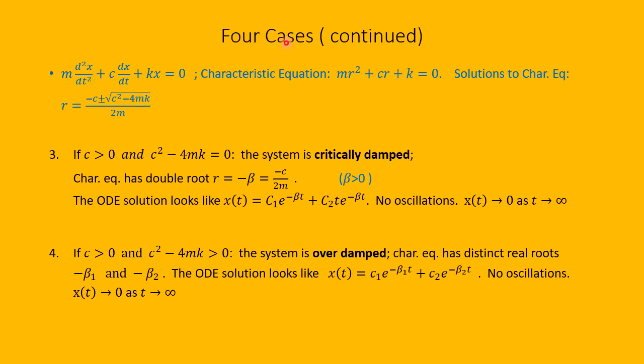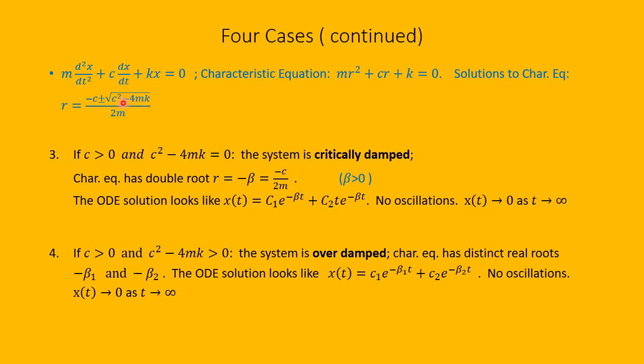Continuing to look at the 4 cases of damping, we're still looking at the same differential equation as before with the same characteristic equation, and the characteristic equation has solutions that look like this. By using the quadratic formula, we could find this. And c, remember, is this damping coefficient. The third possibility is if c is positive and c squared minus 4mk equals 0. That is when the system is called critically damped.